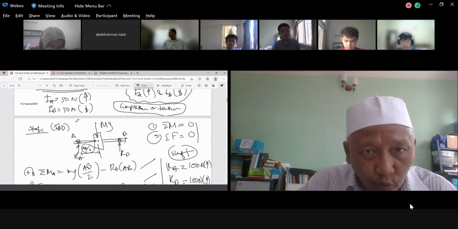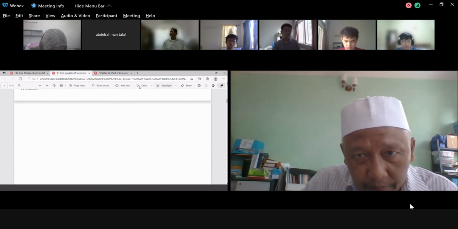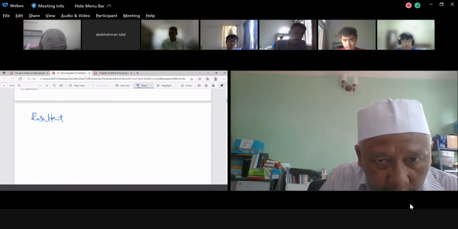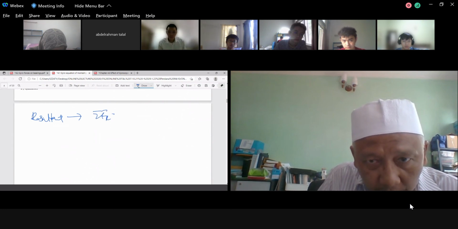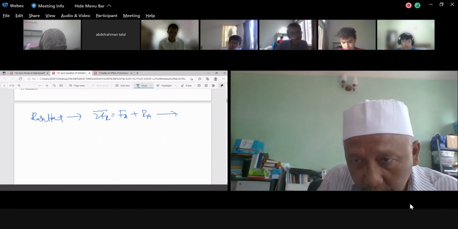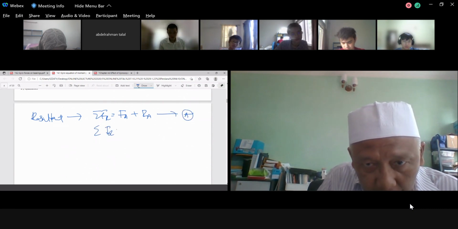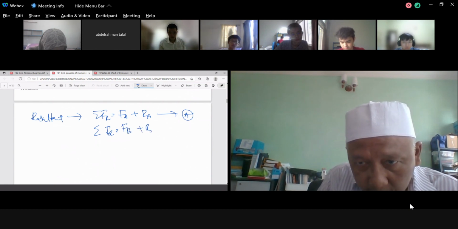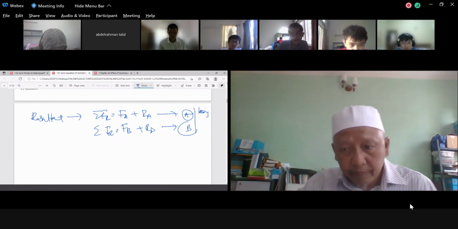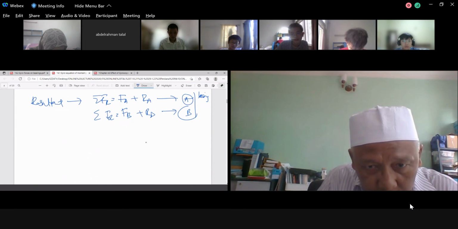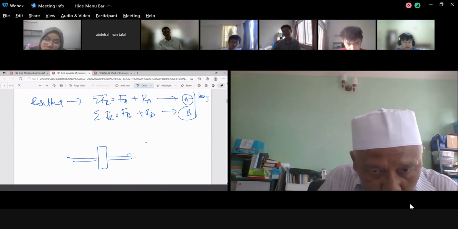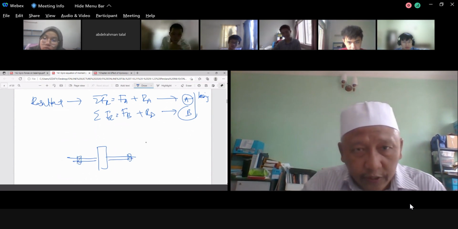Now I'm going to put together on this one the resultant. What is the resultant? Basically the summation of F resultant for A equal to FA plus RA, and for B, FB plus RB. This one is bearing. Okay, so I'm going to construct here. This is my shaft. This one is the bearing. The bearing.